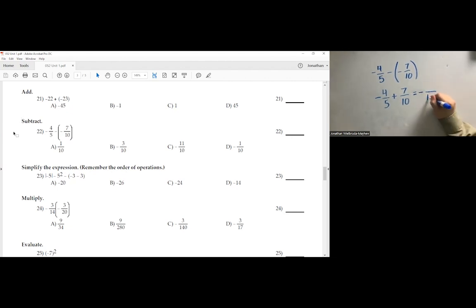That first fraction is negative. The shared number on the bottom is going to have to be 10, which means 7/10 doesn't change. 5 times 2 is 10. So we go 4 times 2 is 8. Since 8/10 is bigger than 7/10 and 8/10 comes from the negative number, our answer is going to be negative. And then 8 minus 7 is 1. 8/10 minus 7/10 is 1/10. So our answer, negative 1/10.